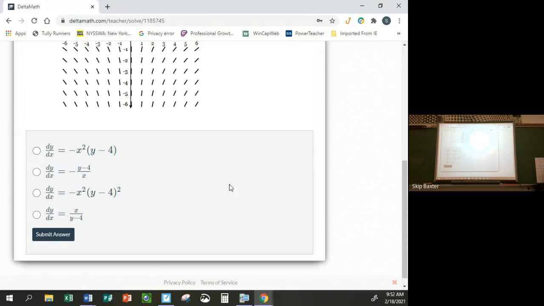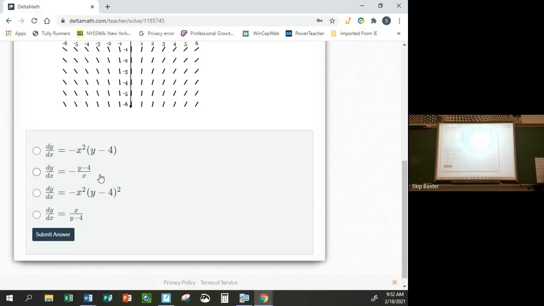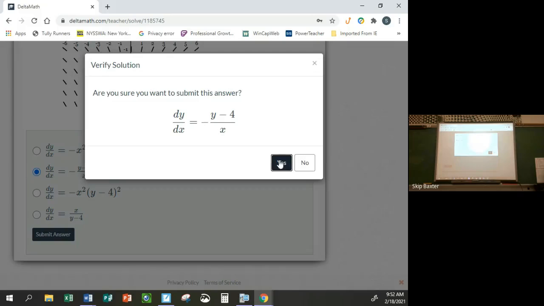So then I'm going to look at undefined points. This is undefined at x equals 0. Well, the only one that's 0 when y is 4 and undefined when x is 0 is this one. It has to be that one. I didn't have to do any other work in terms of figuring out any other points or anything like that. If I just submit this, that's the answer.